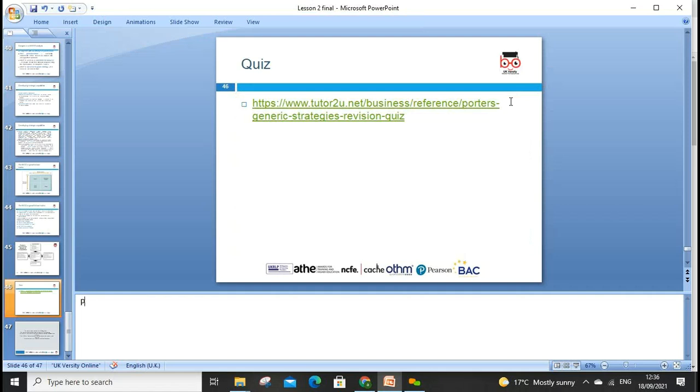So in today's lesson we discussed Porter 5 forces. We'll recap: Porter 5 forces, the VRIO model, the resource-based view, SWOT, the value chain, and capabilities and competencies. These are the key models we discussed in today's lesson.